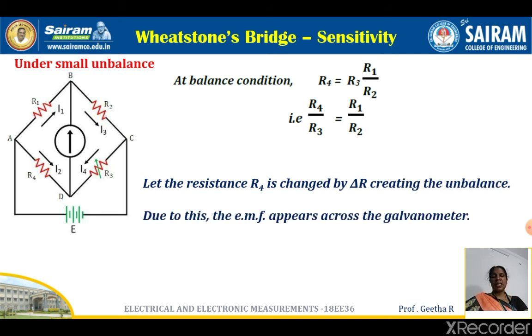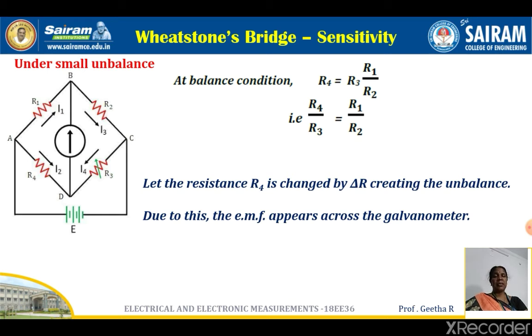Let R4 be changed by del R, creating the unbalance. How is this unbalance created? When it is balanced, the ratio of R4 to R3 is equal to the ratio of R1 to R2. When there is a change in R4, the circuit goes to unbalance. So the unbalance is introduced by changing the value of R4. Let the resistance R4 be changed by del R, creating the unbalance.